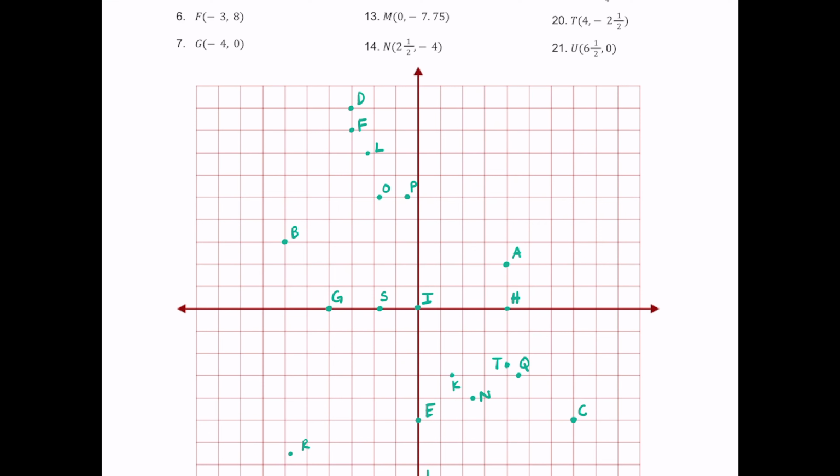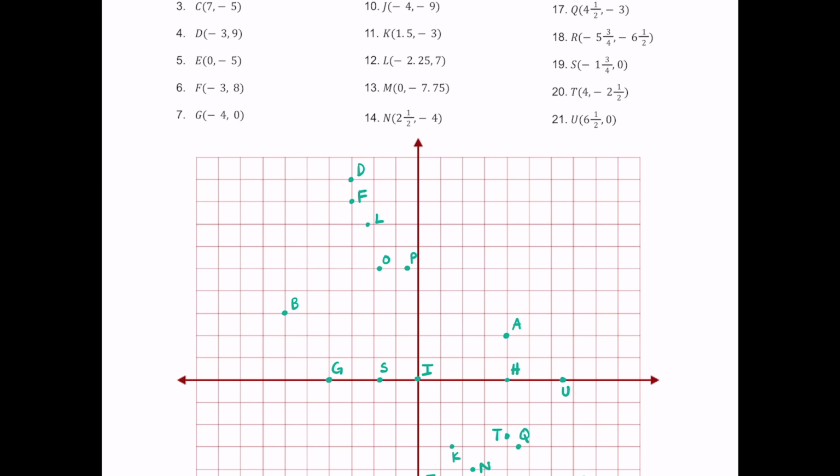And then finally, for 21, we have point U, which is going to be positive 6.5, comma 0. So we're going to start at the origin here and move 6.5 units. It's 1, 2, 3, 4, 5, 6, and then a half. And then we're not going to move up and we're not going to move down. We're just going to go ahead and stay along the x-axis because our second number was 0. Let's go ahead and put that and put the letter U.